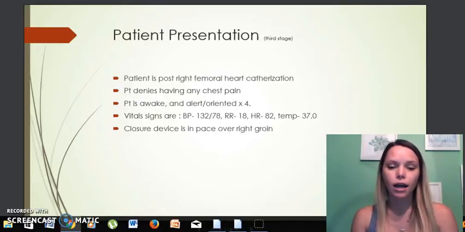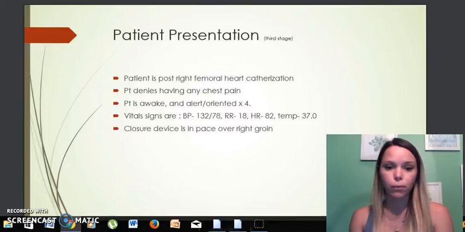So this patient has had a right femoral heart cath. Currently, he is resting in bed without any complaints of chest pain. He is awake, alert, oriented ×4, and his vital signs are stable. There is a closure device over the right groin area to apply pressure so there's no bleeding going on at this site.